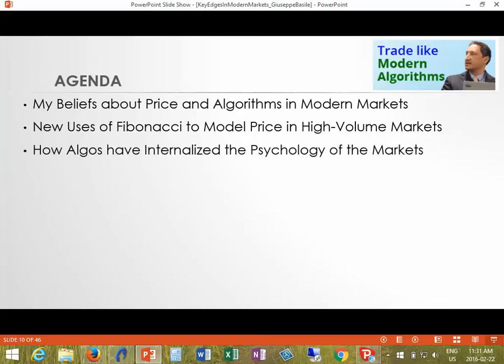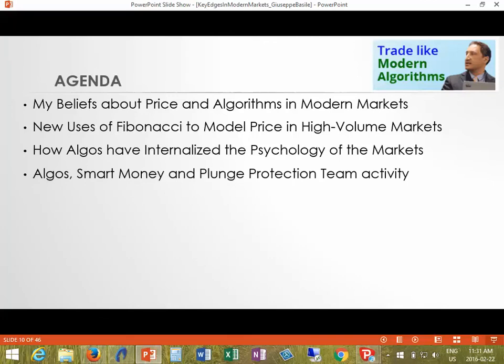How algorithms have internalized the psychology of value. This is a very fascinating area. I won't have a lot of time to spend on it, but I'll give you some pointers on FXStreet, and you can look at that. There are some open webinars. Everybody can look at that. They are free. How algorithms, smart money, and the plunge protection team have come into play.